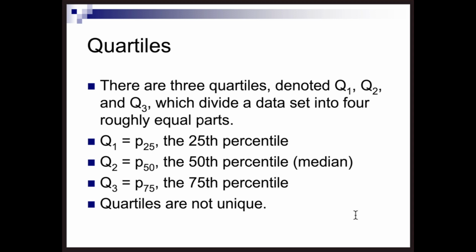And then from the percentiles, we can get the quartiles. There are 3 quartiles, and they are defined in terms of the percentiles. Q1 is the 25th percentile by definition. Q2, the second quartile, is by definition the 50th percentile, or the median of the data set. And then Q3, by definition, is the 75th percentile, P75. The quartiles divide a data set into 4 roughly equal parts. And as you guessed, because the percentiles are not unique, the quartiles are not unique either.